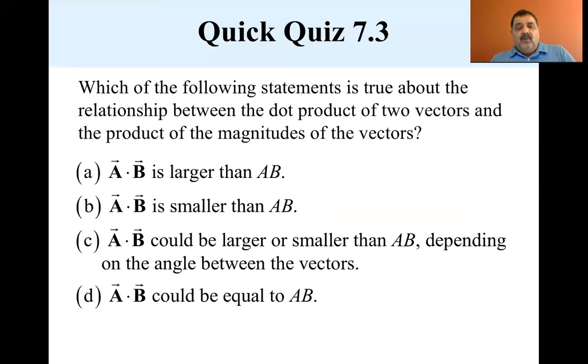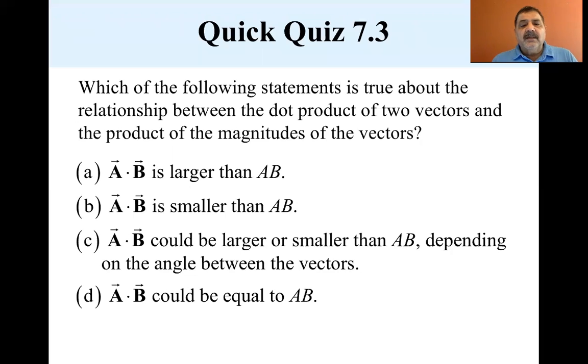Let's look at this. Which of the following statements is true about the relationship between the dot product of two vectors and the product of the magnitudes of the vectors? A dot B is larger than AB, A dot B is smaller than AB, A dot B could be larger or smaller than AB depending on the angle between the vectors, or A dot B could be equal to AB.